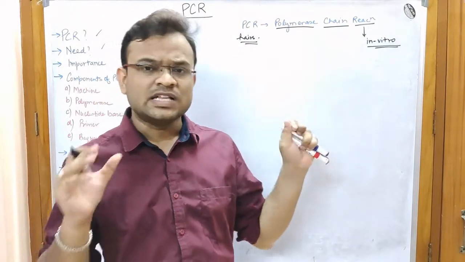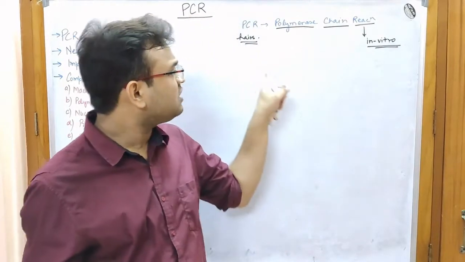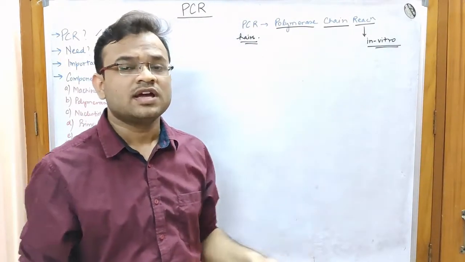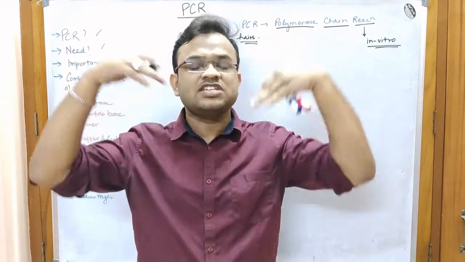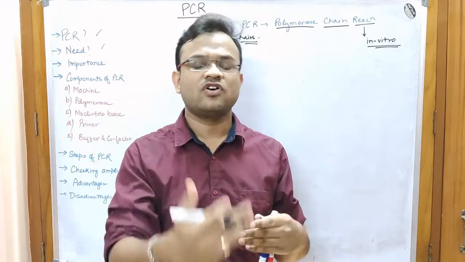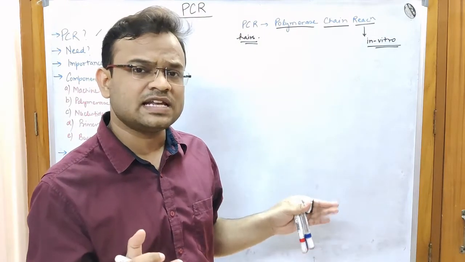Okay, so once the evidence is obtained, what do scientists do? They try and extract the DNA from it and ensure that the DNA that we have obtained is amplified to such a large extent that it can be used for further checking, for further processes. Okay, so this is basically the need.